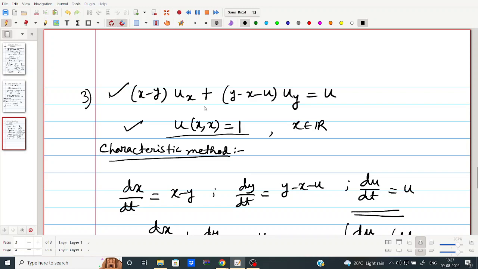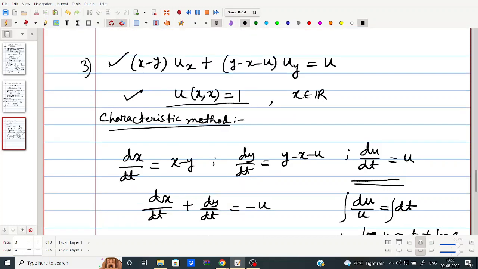Okay, I am solving this Cauchy problem by using the method of characteristics. You know this method: dx/dt is the coefficient of u_x, dy/dt is the coefficient of u_y, and du/dt is the right-hand side, which is u.